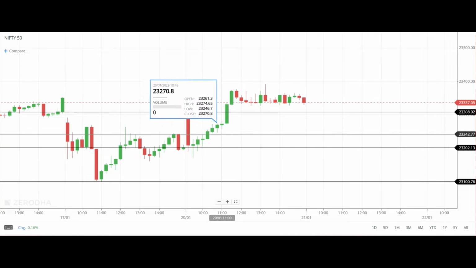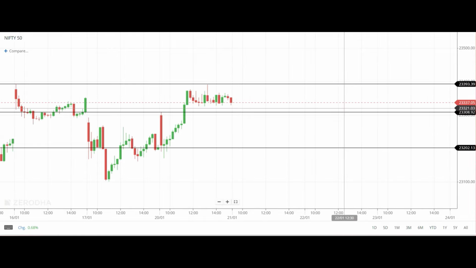The levels for tomorrow would be 23,200, 23,300, 23,400. At these levels we have to see how the price action is behaving, and based upon that, using price action and a small stop loss, we can take an intraday trade that we will see tomorrow.